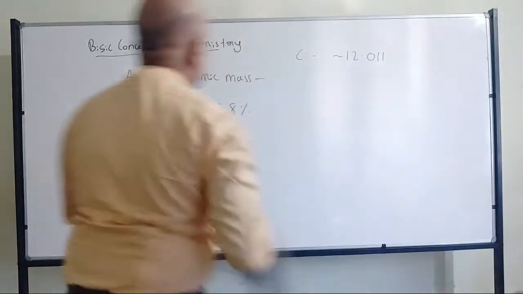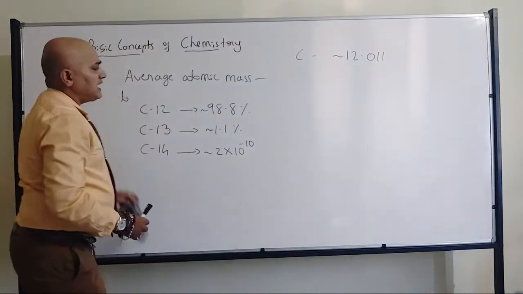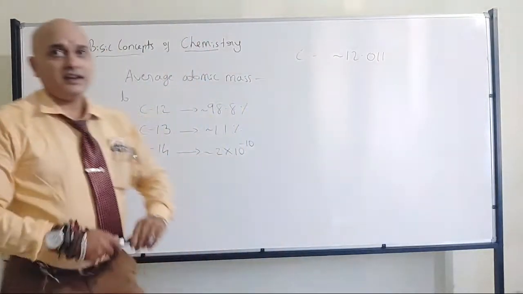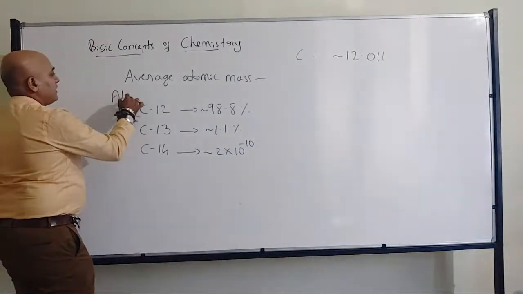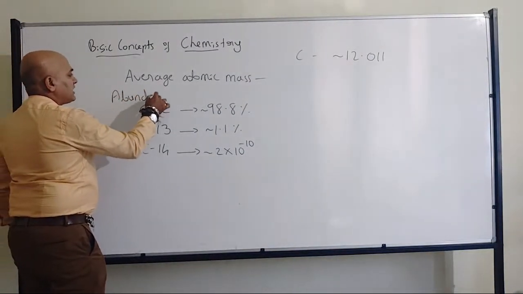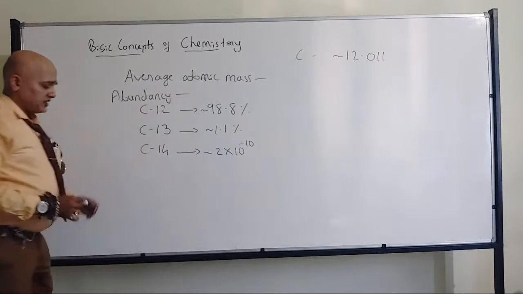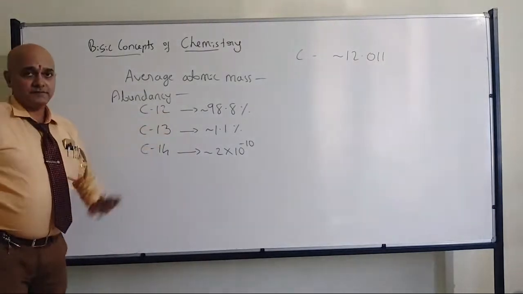These isotopes of carbon, how much they are present in nature. Abundance means, what is their percentage occurrence in nature? So based on that I have written.